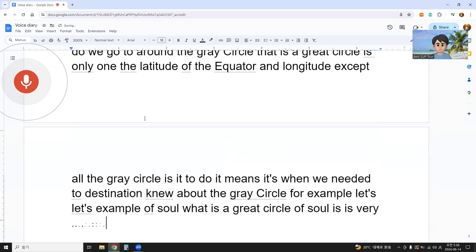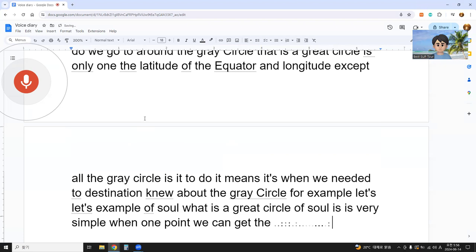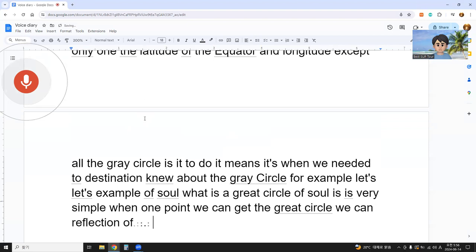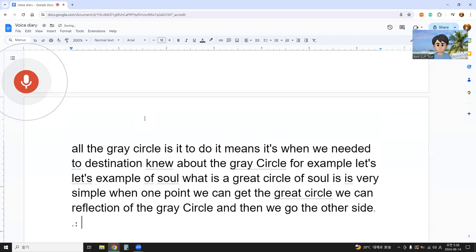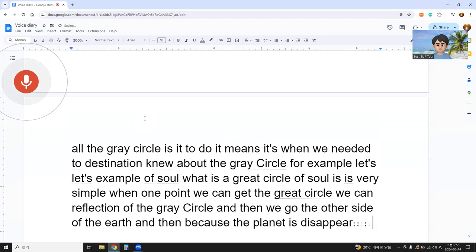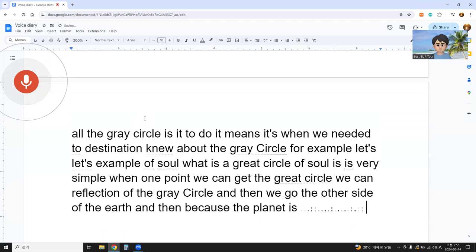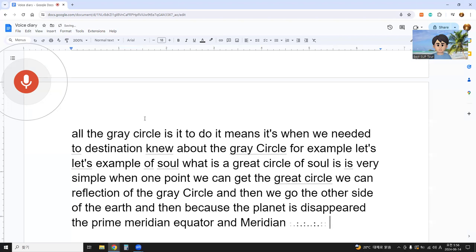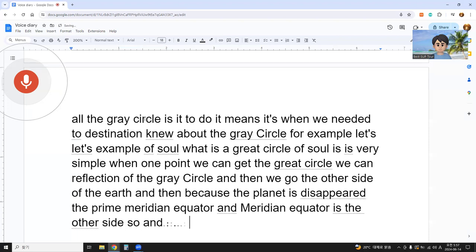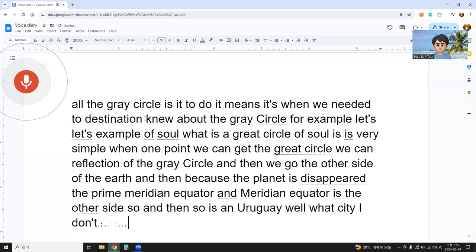When we have one point, we can get the great circle, and we reflect it to the other side of the Earth, because the planet is a sphere, a globe. For example, the North Pole is opposite the South Pole. The prime meridian and equator is the other side. So Seoul is opposite Uruguay. Which city exactly, I don't know, but that place is the other side.